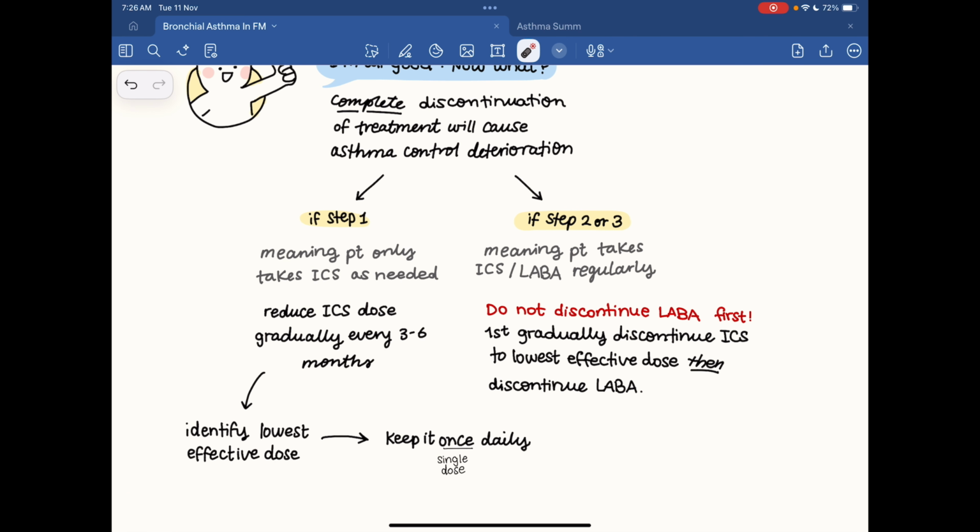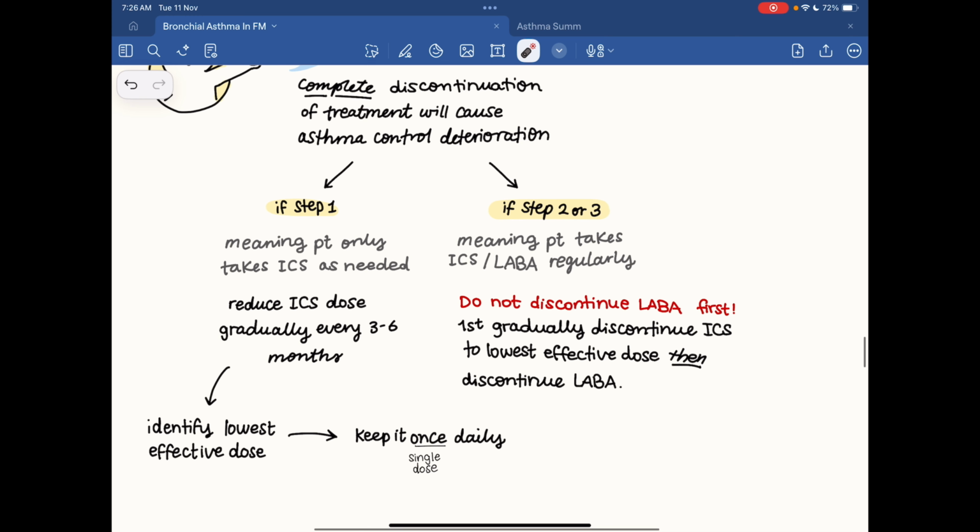So we're going to reduce it gradually over every 3 to 6 months. If the patient is at step 2 or step 3 معناته ياخذ ICS and LABA. هنا شيء مهم. طب إيش نوقف أول ICS ولا اللابا؟ مو هم دواء واحد ونوقفهم كلهم مرة واحدة؟ No.